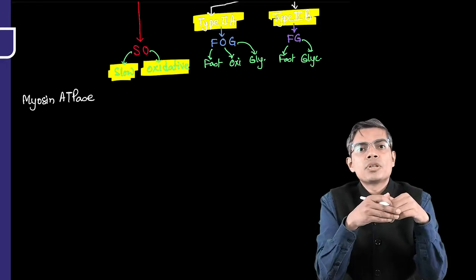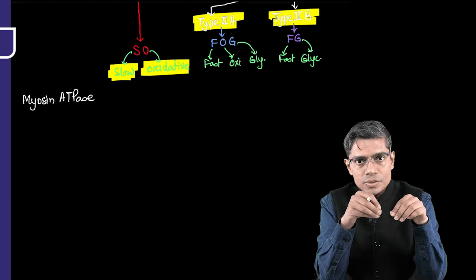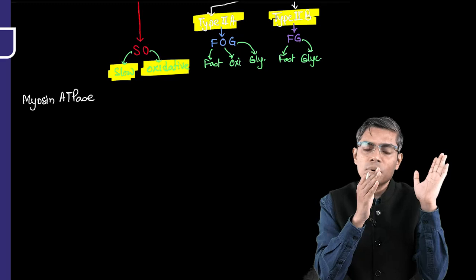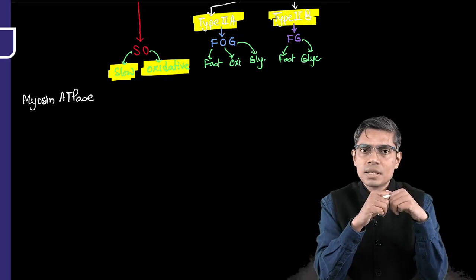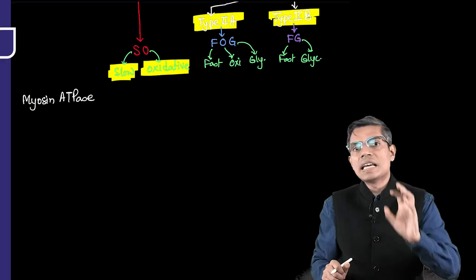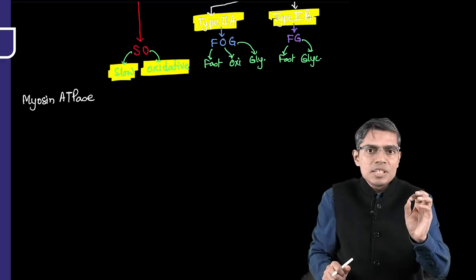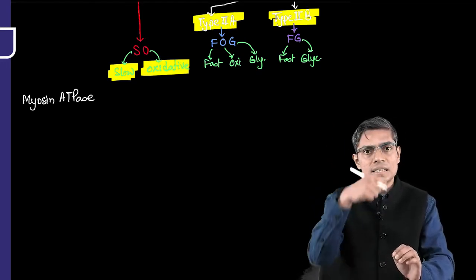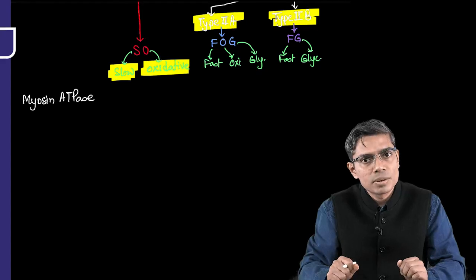What is the myosin ATPase doing? Whenever ATP attaches with the myosin head, it will be broken down by this myosin ATPase. We have seen this in the molecular mechanism of muscle contraction chapter. This myosin ATPase is an enzyme. If this enzyme is slow in nature, then obviously the cross bridge cycling, attachment and detachment, will also be slower.